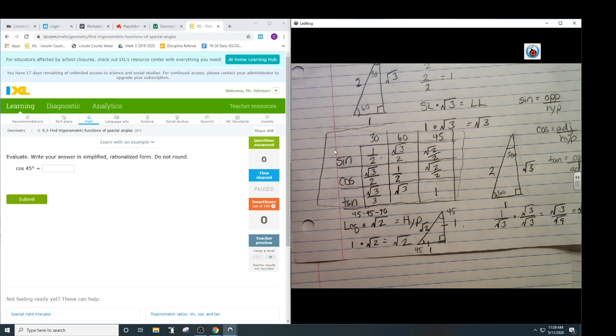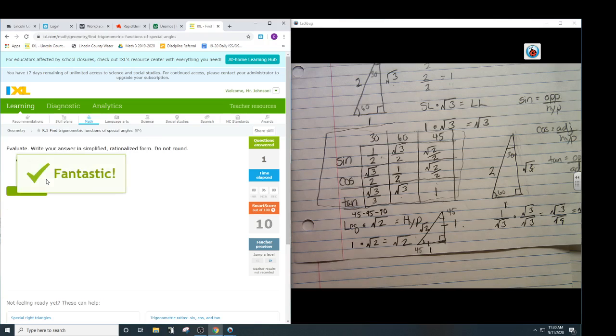All right. Now notice what it says. It says evaluate. Write your answer in simplified rational form. Do not round. What this means is you cannot have decimals. If you put a decimal in here, it will be wrong. All right, so now go to cosine. Here's cosine of 45. Cosine of 45 is this guy, square root of 2 over 2. So you're going to type that in. Press enter. That's your answer.